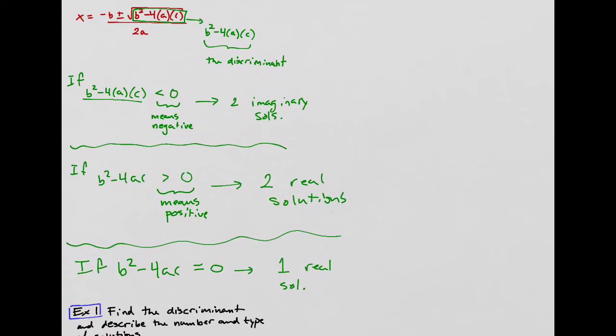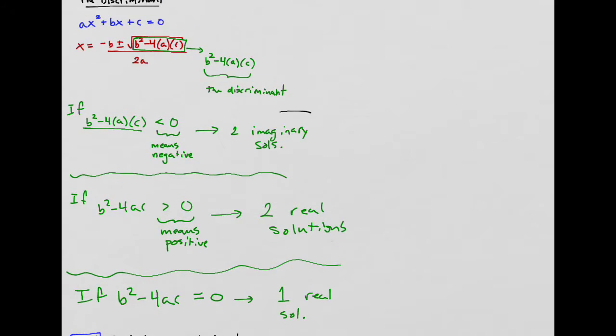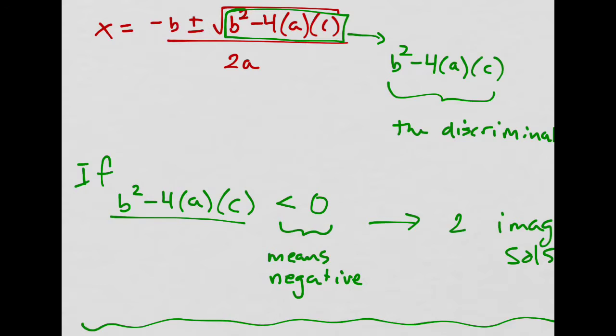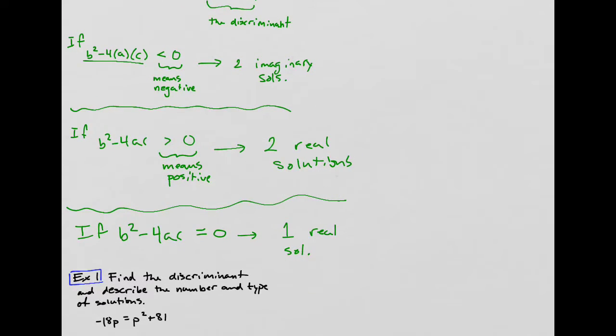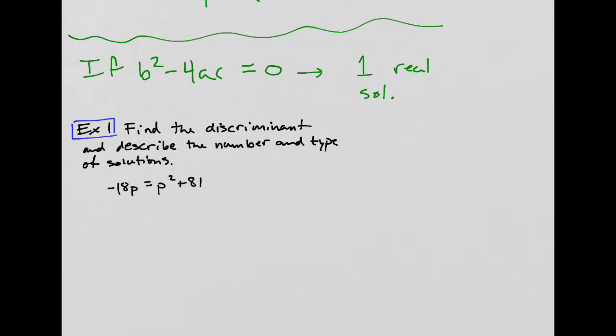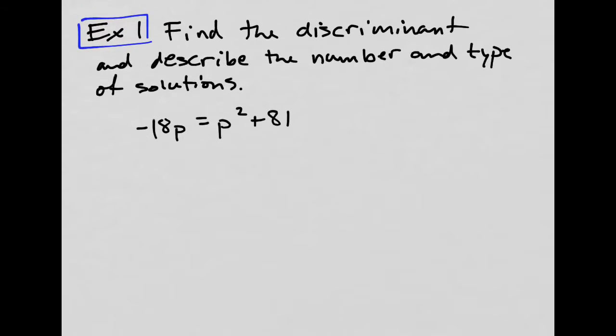Hopefully it makes sense, because you're looking for the thing that's underneath the radical. If the thing underneath the radical is negative, of course you're going to get imaginaries, and it's just 2 imaginaries. It's always going to be 2, because the quadratic formula has the plus or minus. That gives you the 2 answers. Or the 2 reals if the discriminant is positive. If the discriminant is equal to 0, then you get 1 real solution. Okay, so let's look at this then.